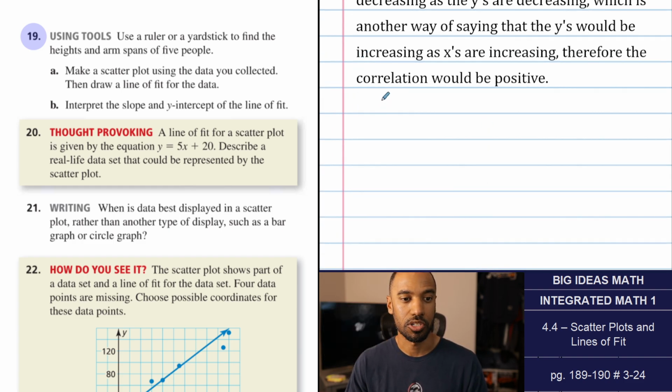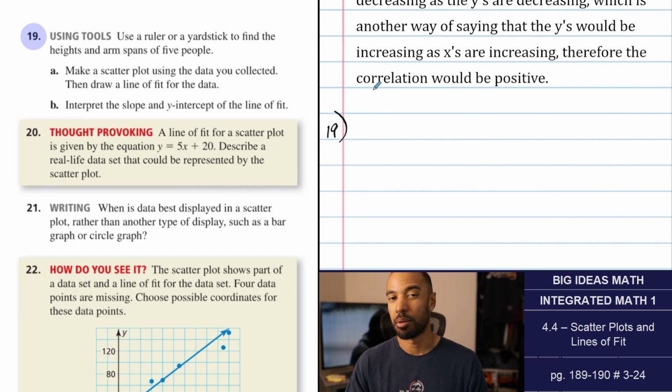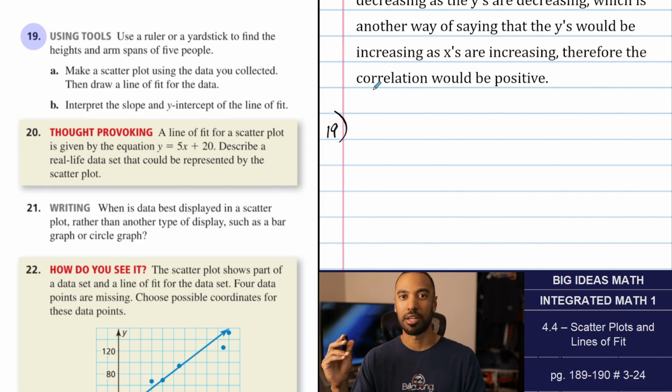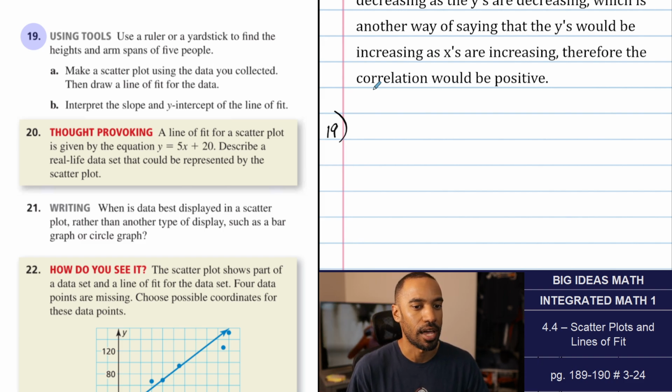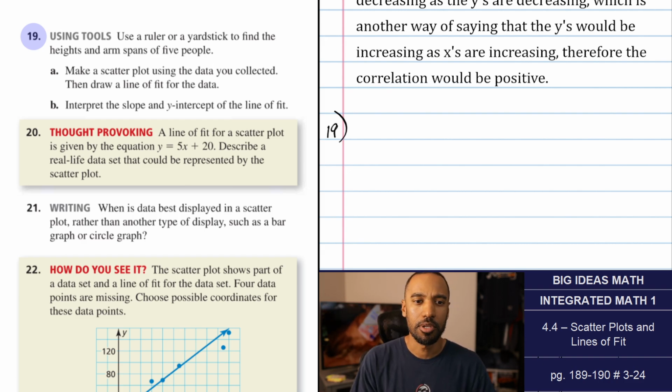Okay, numbers 19 through 24, I think, are the last set that we have here. Use a ruler or yardstick, I have neither, to find the heights and arm spans of 5 people. Okay, this is one where I have to make up numbers, and I don't know which ones are good. I might just ask ChatGPT to give me 5. Make a scatter plot, then draw a line of fit for the data, interpret the slope and y-intercept. Okay, let me do this.